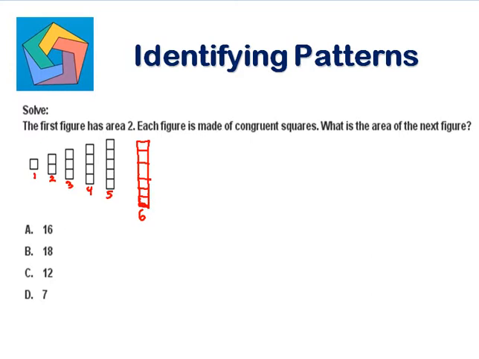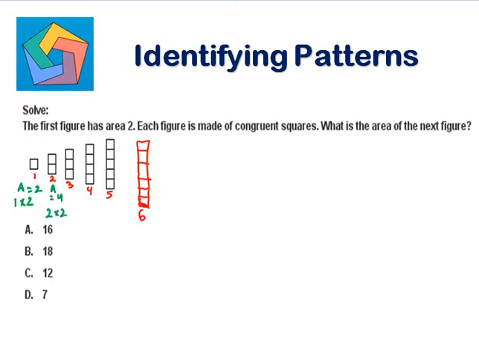Now, area of one square is given as 2 square units. So, area of two squares will be, since they are congruent squares, 2 times 2 square units, that's 4 square units. So, the area will be 2 here. 2 can be written as 1 cross 2. Area will be 4 here. 4 can be written as 2 cross 2.